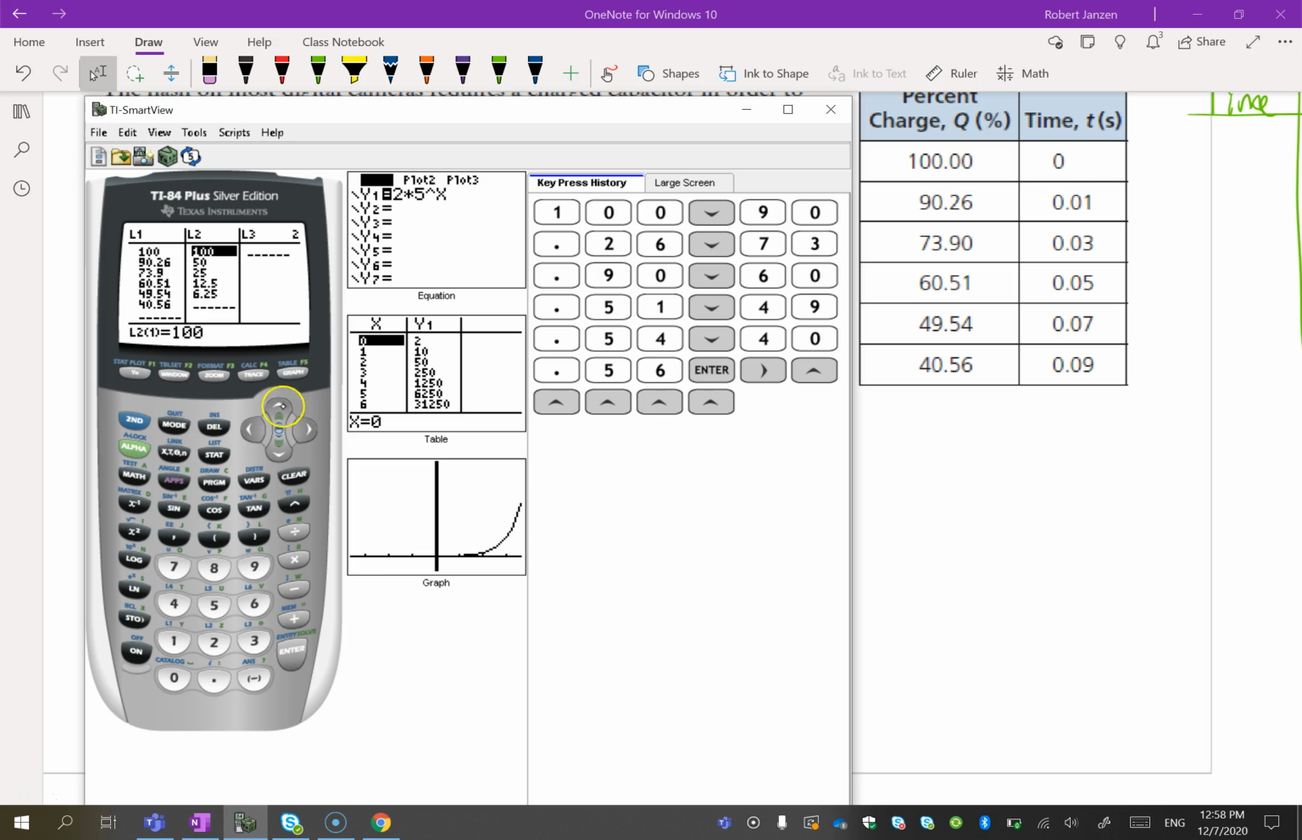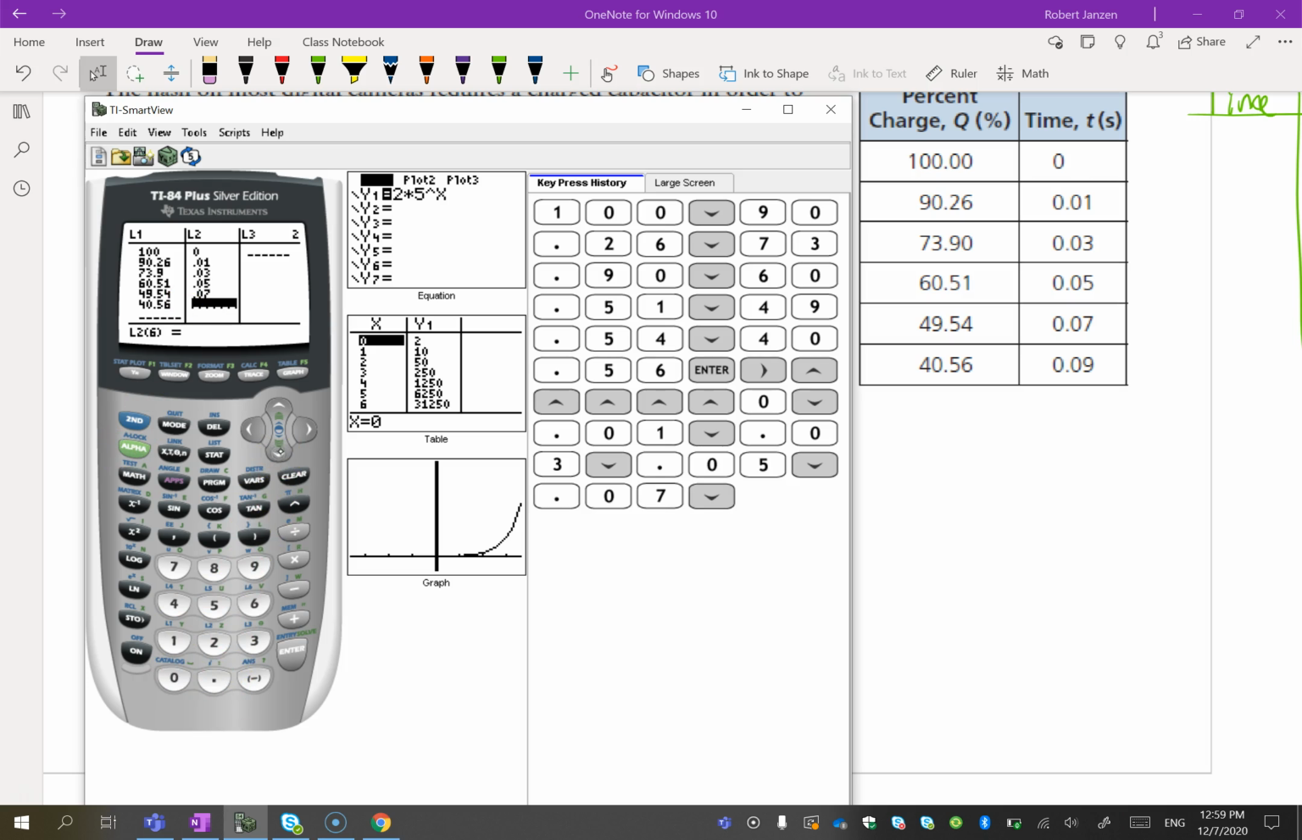Okay, and then here we're going to have 0, 0.01, 0.03, 0.05, 0.07, 0.09.